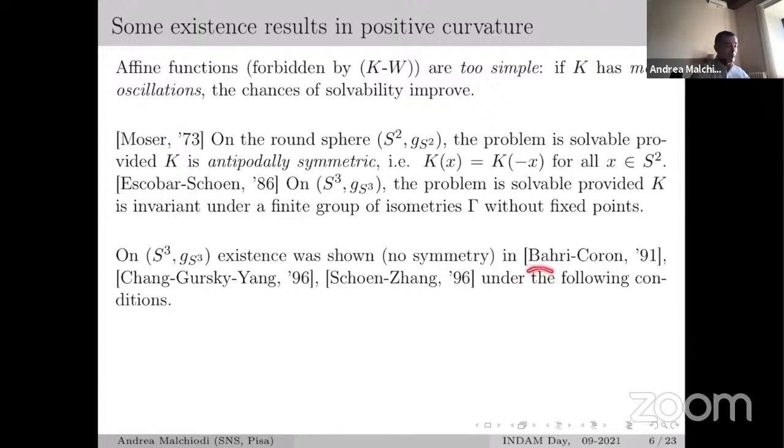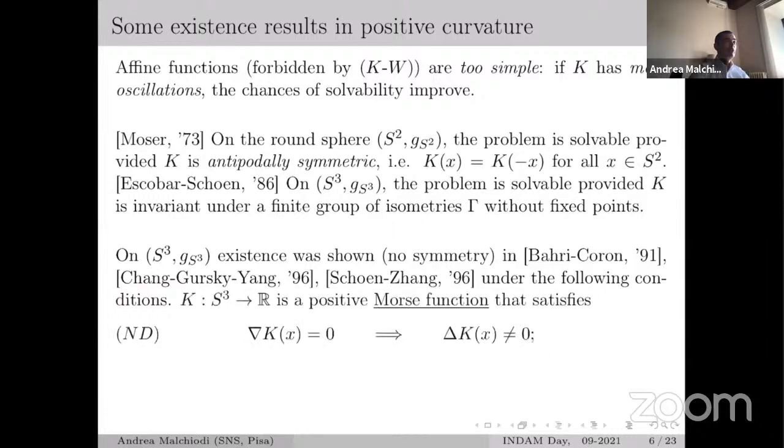So this is due to Bahri-Coron, and there are also variants by Chang-Gursky-Yang and Schoen-Zhang under the following conditions, which might appear a little mysterious, but I will try to explain them. Okay? So first of all, here they don't assume any symmetry on the function k, but just a generic condition. So they assume k to be a Morse function, which means that all critical points are non-degenerate, so there are finitely many and non-degenerate. And they assume that at all these critical points, the Laplacian of k is non-zero. Okay, so I call this the non-degeneracy assumption, and it's a completely generic assumption.